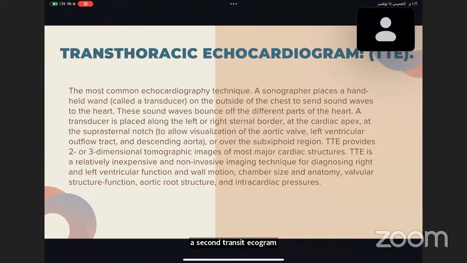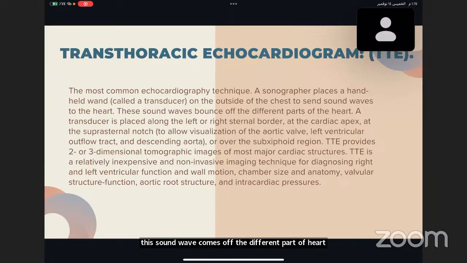Okay, what is the transthoracic echocardiogram? The most common echo technique is the transthoracic. A sonographer places a handheld wand on the outside of the chest to send sound waves to the heart. These sound waves bounce off the different parts of the heart.